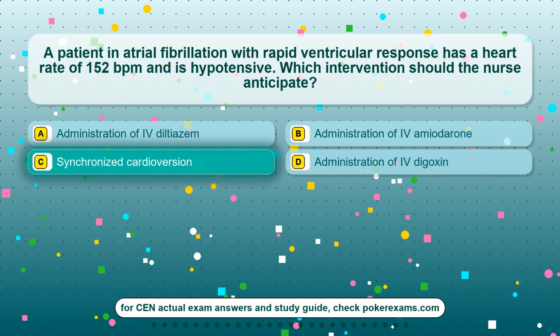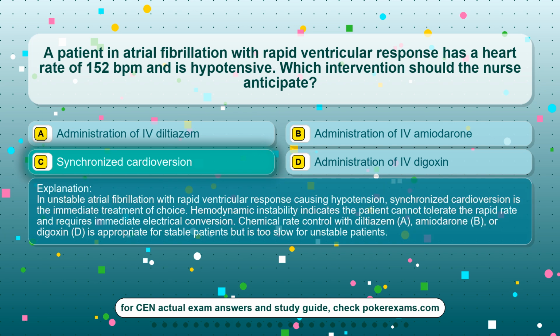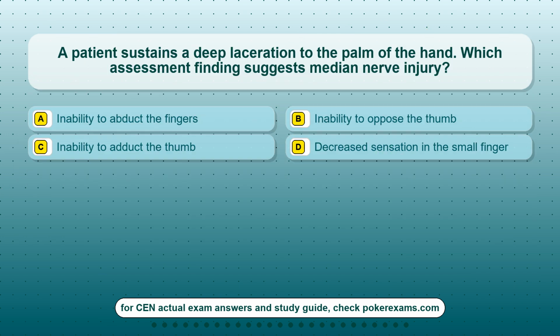The correct answer is option C. Synchronized cardioversion. In unstable atrial fibrillation with rapid ventricular response causing hypotension, synchronized cardioversion is the immediate treatment of choice. Hemodynamic instability indicates the patient cannot tolerate the rapid rate and requires immediate electrical conversion. Chemical rate control with diltiazem, A, amiodarone, B, or digoxin, D, is appropriate for stable patients but is too slow for unstable patients.